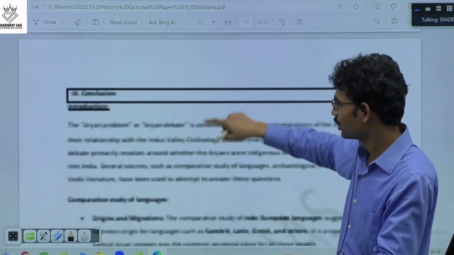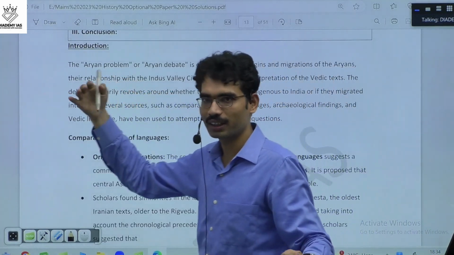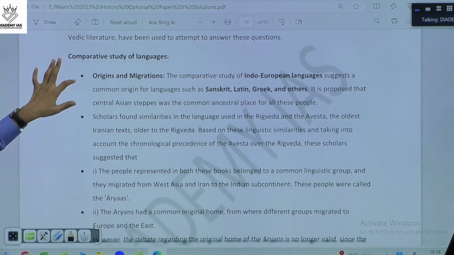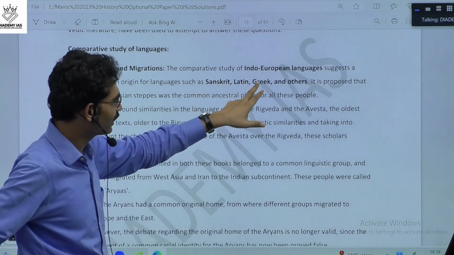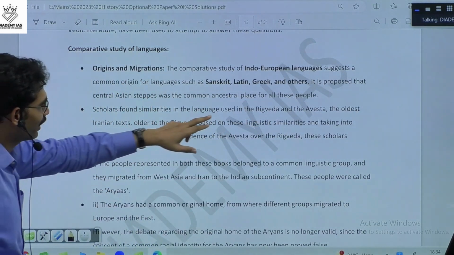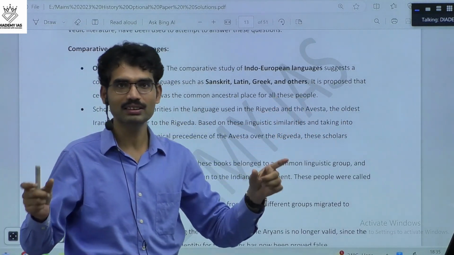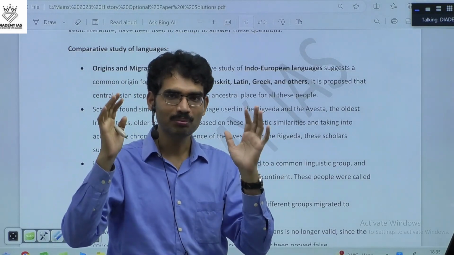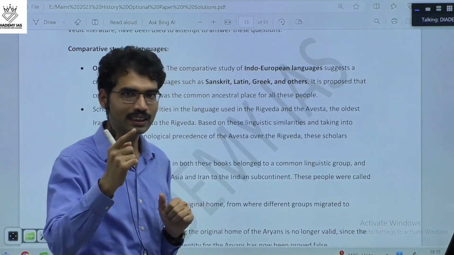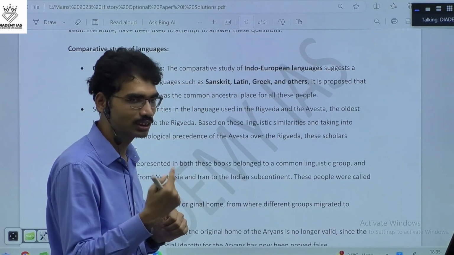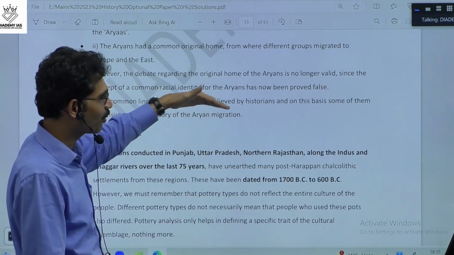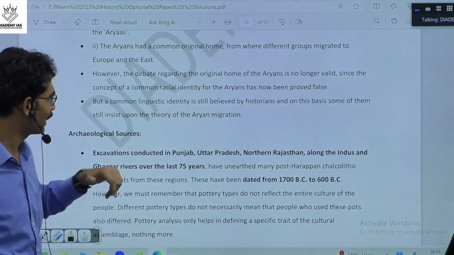So you mention the importance of the Aryan problem, then the comparative study of languages like Sanskrit, Latin, Greek, and other languages related to migration. You have to write about how the Avesta and Rig Veda have some commonalities. Again, that shows some kind of connection between Iranian people and Vedic people. So that information we get by comparing these two languages. Next one. So the first part you talk about that particular language comparison.